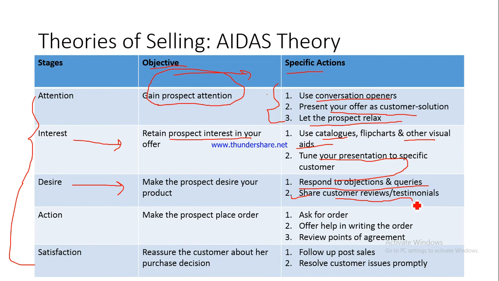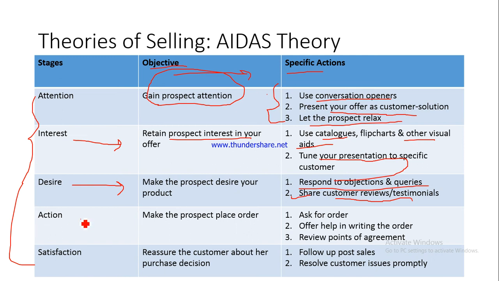I'll give you an example, sir. वो आपके ऑफिस के बगल वाली कंपनी में जो शर्मा जी काम करते हैं, उन्होंने भी हमसे ये प्रोडक्ट लिया है और वो काफ़ी इससे सेटिस्फाइड है, उन्हें काफ़ी पसंद आया. So this is one example of how you can make use of customer testimonials, customer reviews to make a particular prospect start desiring your product, right? So this is what you can do. These are the specific actions that you can indulge in.